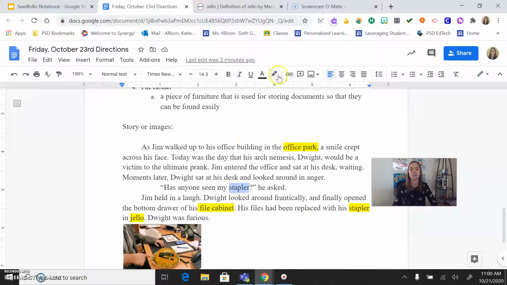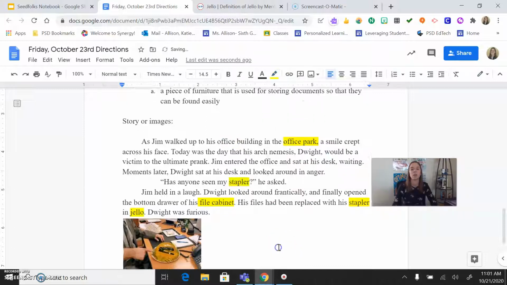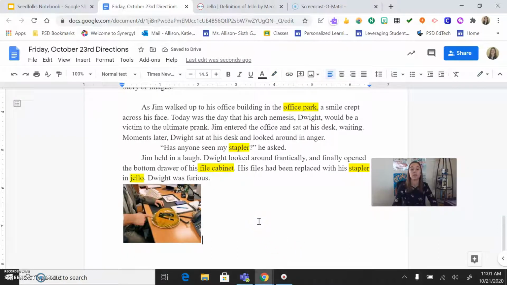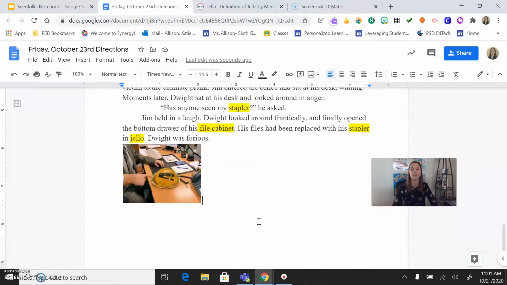Oops, and that one's one. I can put that there too. I forgot to highlight that one. Jim held in a laugh. Dwight looked around frantically and finally opened the bottom of his file cabinet. His files had been replaced with his stapler and Jello. Dwight was furious, and then I also attached a picture because this is one of the best moments from The Office, right? So silly example, but that's what you guys are doing.